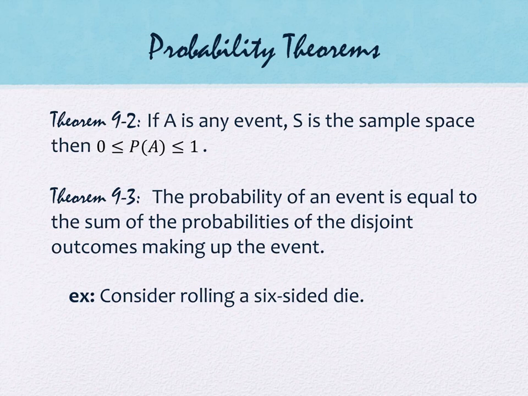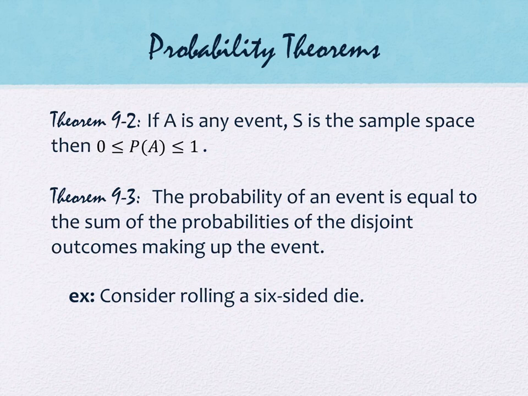Everything is between 0 and 100%. But whatever that percent is, its decimal form would be between 0 and 1. So if you looked at 94%, that's 0.94. That number is between 0 and 1. So all of our probabilities are going to be numbers between 0 and 1. The probability of an event is equal to the sum of the probabilities of the disjoint outcomes making up the event. It's a very wordy way to say that we could actually count them up individually, or we can count them together as a group.